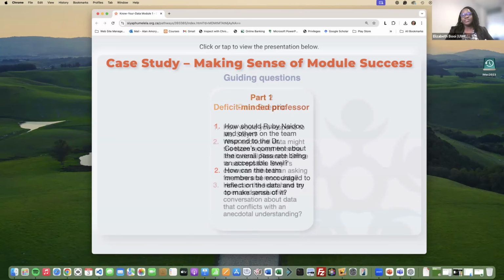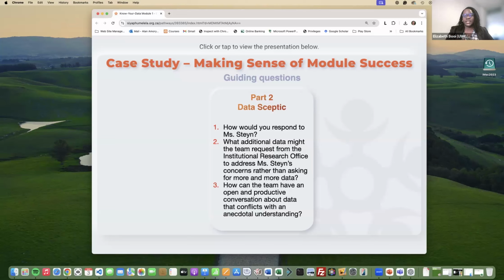Next, Alan. The second case study is about a data skeptic. We also know that in most universities, we do have those people who are data skeptics. So in this case study, you will engage on topics about a data skeptic, where you will answer questions around how you would respond to Mr. Stein, who is a data skeptic. What additional data might the team request from the institutional research office to address Mr. Stein's concerns, rather than asking for more and more data?